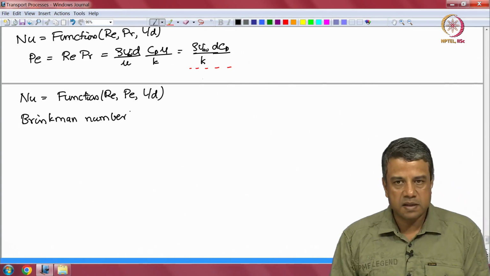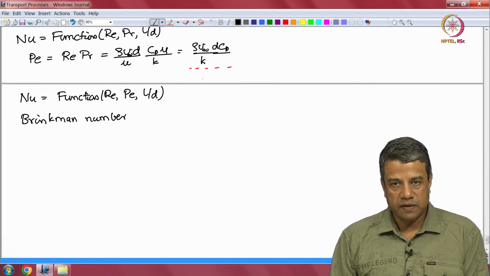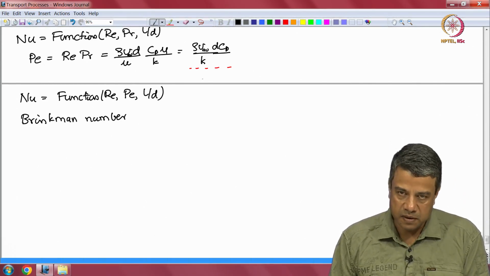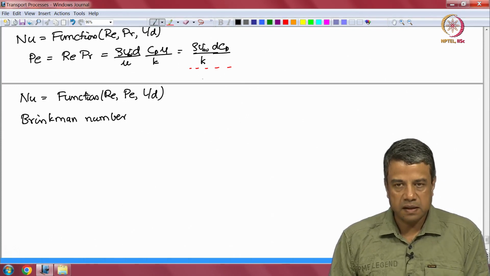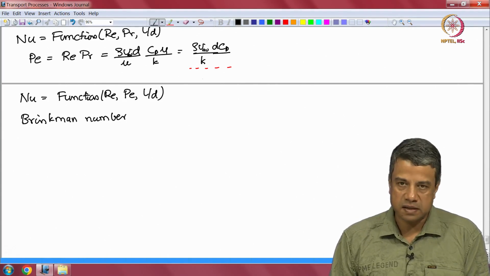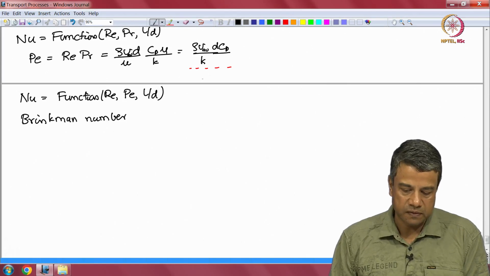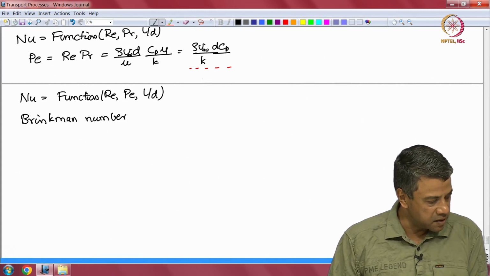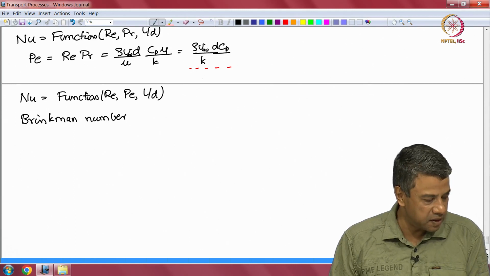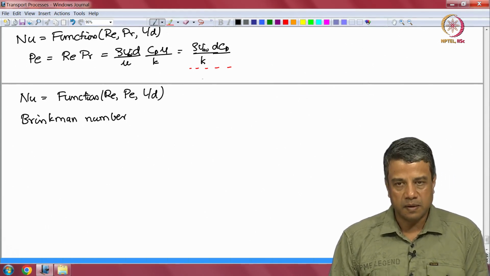Okay. And this is the ratio of the energy dissipation rate due to viscous friction and the energy transport rate due to thermal conduction. Rather than writing it as the ratio of rates of energy transport and energy dissipation due to viscous friction, we can write it as the ratio of a rate of energy transported per unit length due to fluid friction, and the rate of energy transported per unit length of the pipe due to thermal conduction.